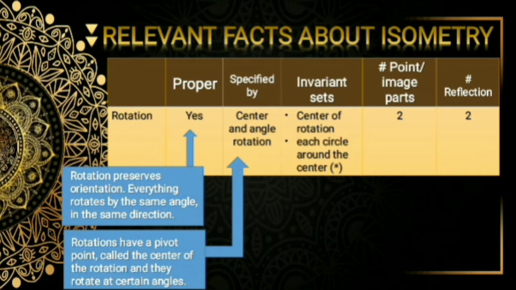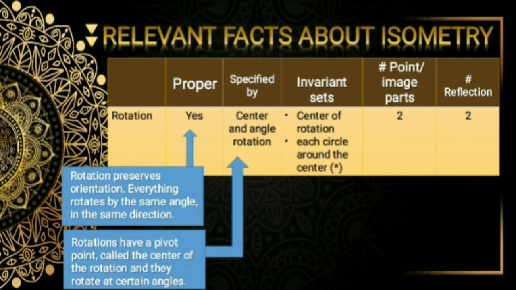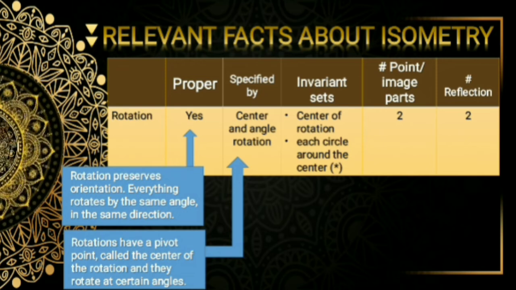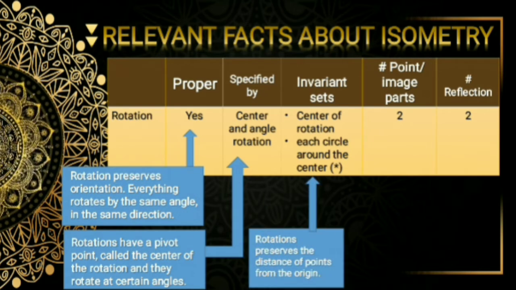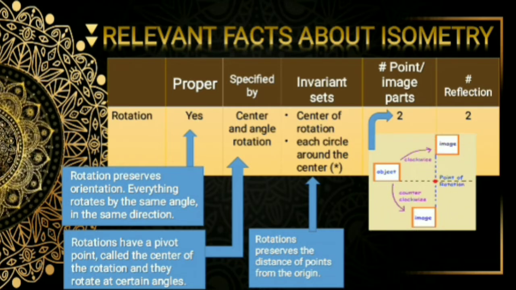The invariant sets of rotation are their center of rotation and each circle around the center. It is because with rotation, it preserves the distance of points from the origin. Now, there are 2 points or image parts for rotation.